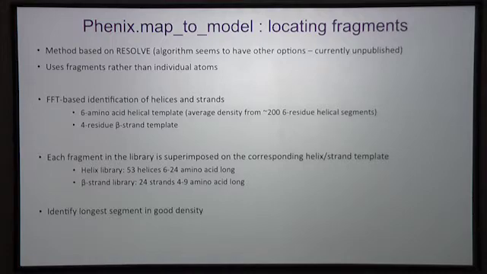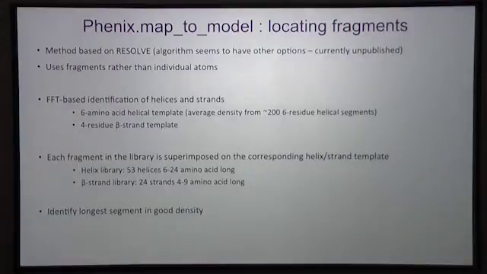It starts off by identifying helices and strands. So it has a density template for a 6 amino acid helix and a 4 residue beta strand, and then it searches for these in the map. And once it's found these particular elements, it then superposes on those a library of helices and a library of strands, and it's looking for the longest fragment that matches the density.